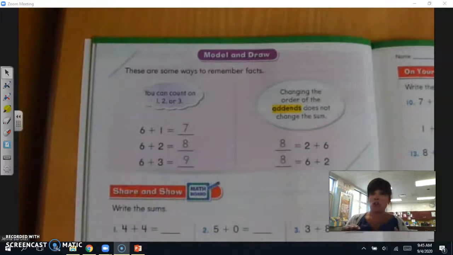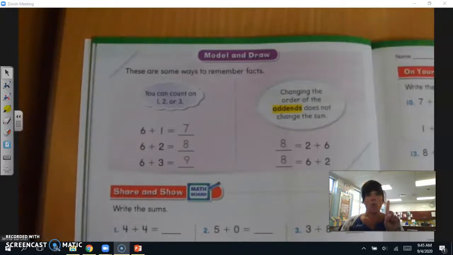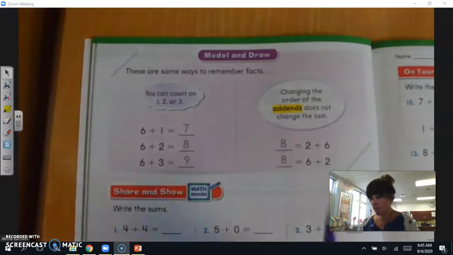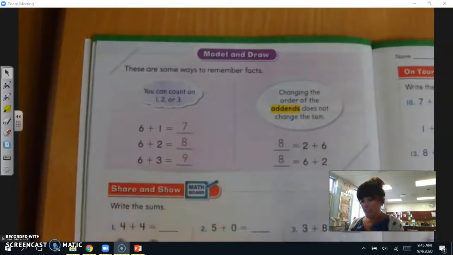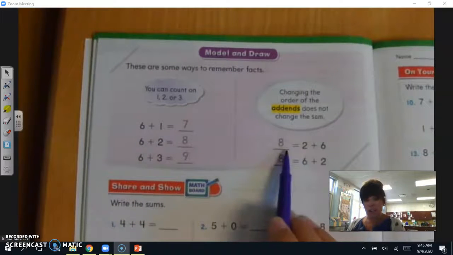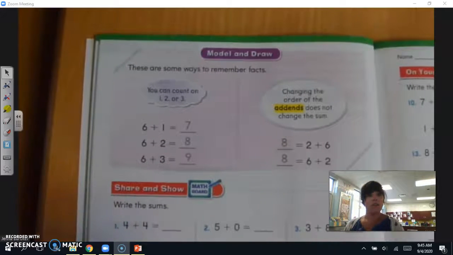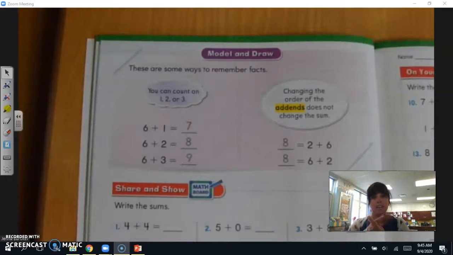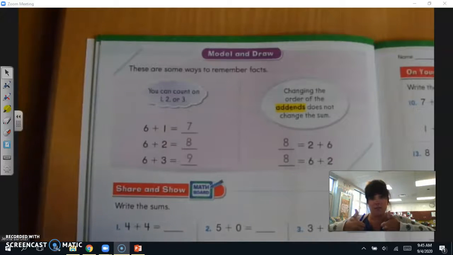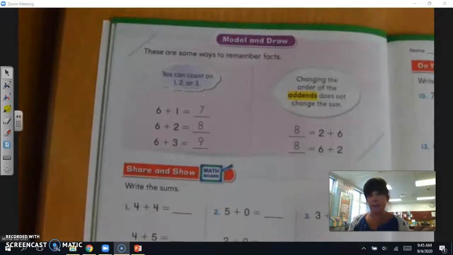Addends, doesn't matter which order you put them in, you're going to get the same answer. So that means that 1 plus 2 equals 3, and 2 plus 1 still equals 3. It doesn't matter how you add it together, you're going to get the same answer. So over here we have 2 plus 6. 2 plus 6 equals 8, and 6 plus 2 equals 8. It doesn't matter what order those addends are in. You're going to get the same answer. Make sense? Awesome.